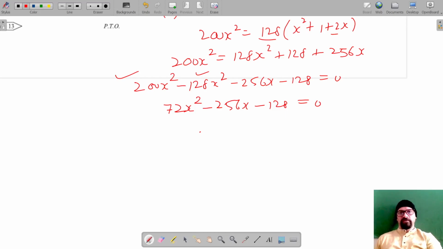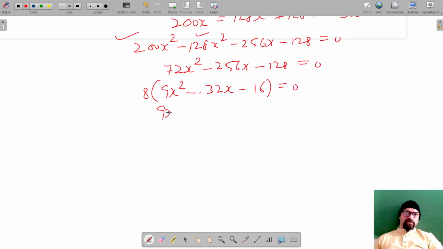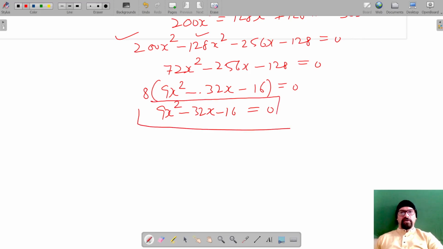For all these three terms, the common factor is 8. So 8 nines are 72, 8 times 32 are 256, and 8 times 16 are 128. So finally, my quadratic equation is 9x square minus 32x minus 16 is equal to 0. This is the standard form of the quadratic equation, 9x square minus 32x minus 16 is equal to 0.